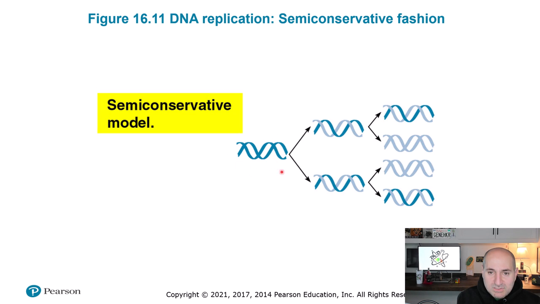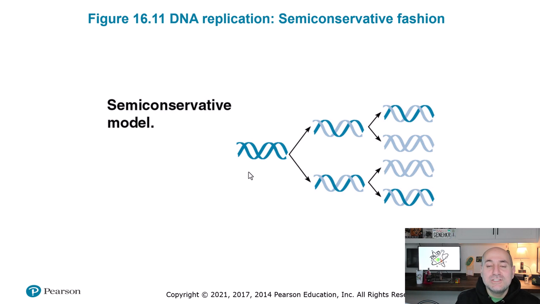You started with a double-stranded DNA parent molecule or template. You unzipped it, and each side of the zipper, each strand served as a template to form a new complementary daughter strand. Does that make sense? So hopefully that makes sense. This is how DNA is replicated. First, you have to unzip it.